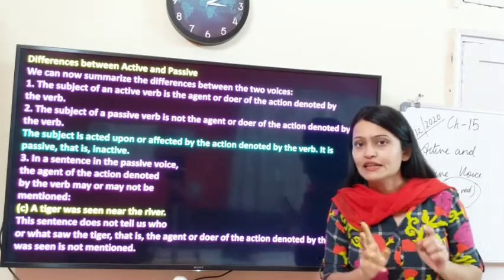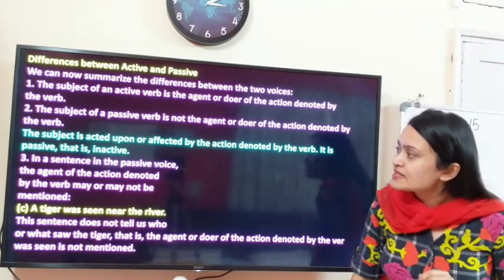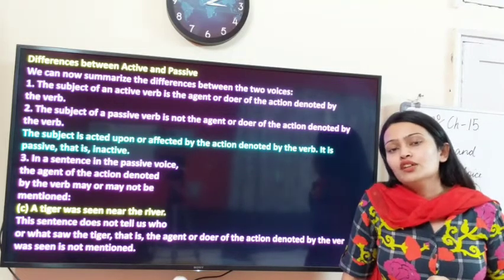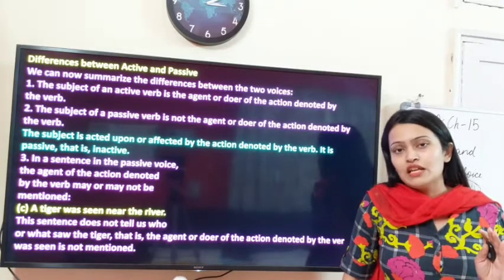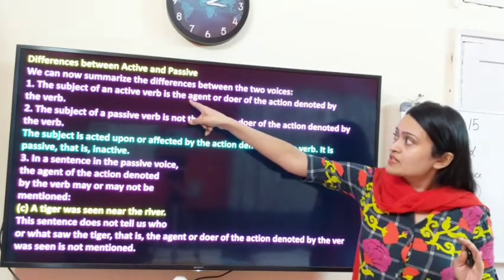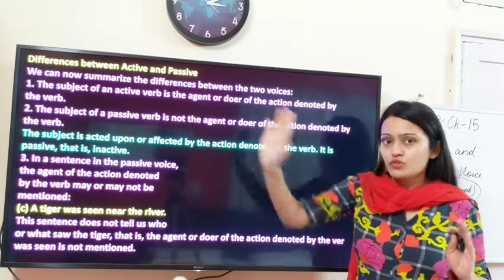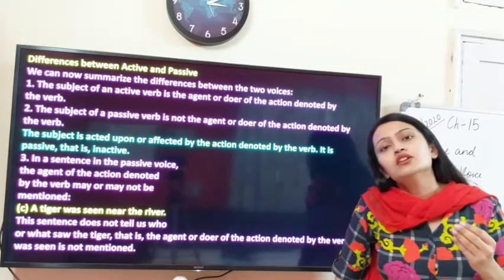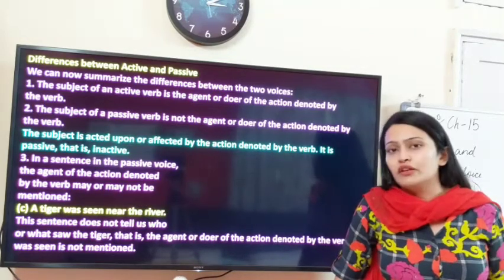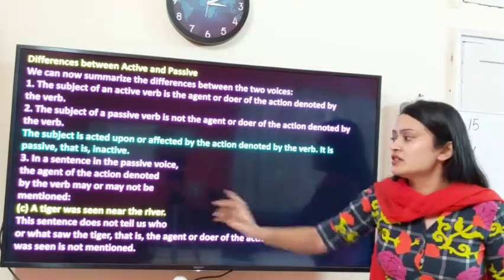Now children, listen carefully. This is an important point. In a passive voice, sometimes, children, the person doing the action is not mentioned. Like in the active voice, children, the person doing the action is the subject, Arvind. It was mentioned, right? But in this passive voice, sometimes the person doing the action is not mentioned. See this example: A tiger was seen near the river.